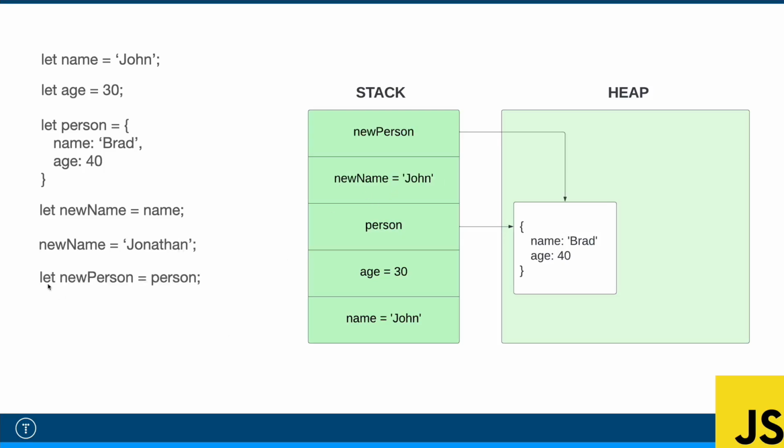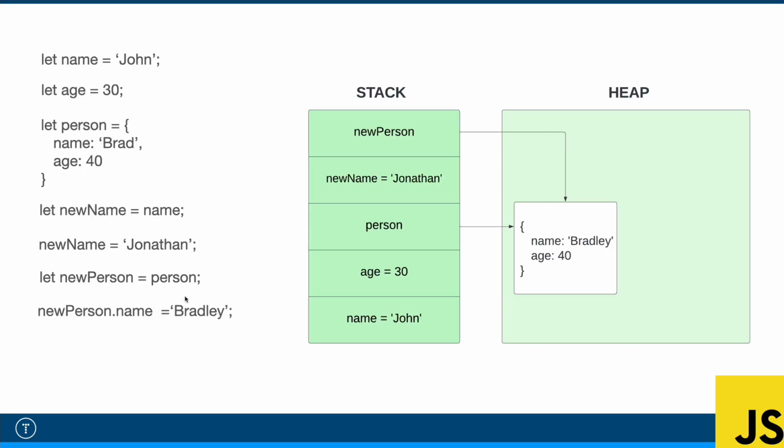Now let's do the same thing and say we're going to create a new person variable and set it to person, which is this object right here, name Brad, age 40, 41 now, but that's fine. So new person is put on the stack, the variable, and it points to the same reference that person does. Okay, so it doesn't create a whole new value like up here where we created John again. It just points to that area in the memory heap.